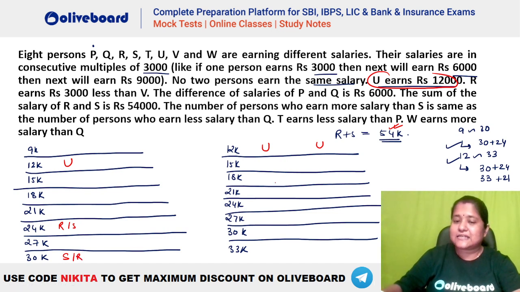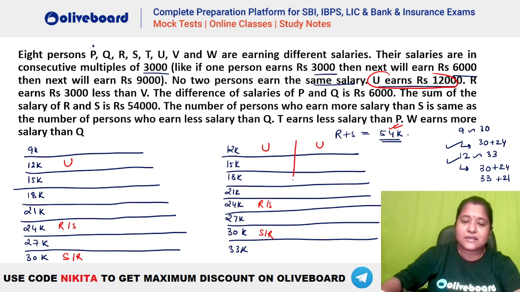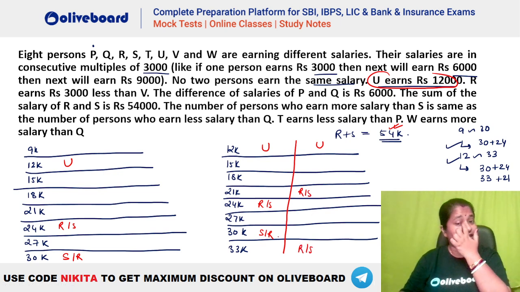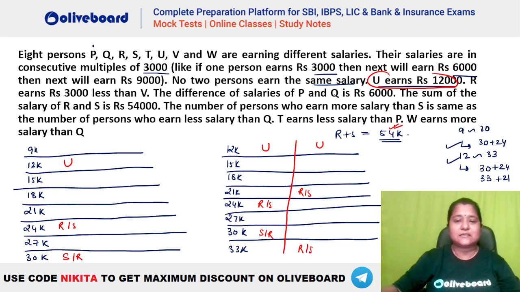Similarly, in the second case, either it has to be 24 and 30. That is, you take RS here or RS here, right? This is one case. Similarly, you can have 33 and 21, that is RS here and RS here. Okay, so either of the three cases we can have here. After that, let's see what is given.